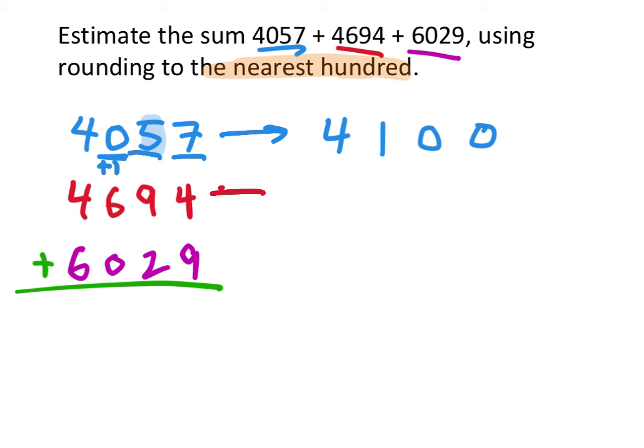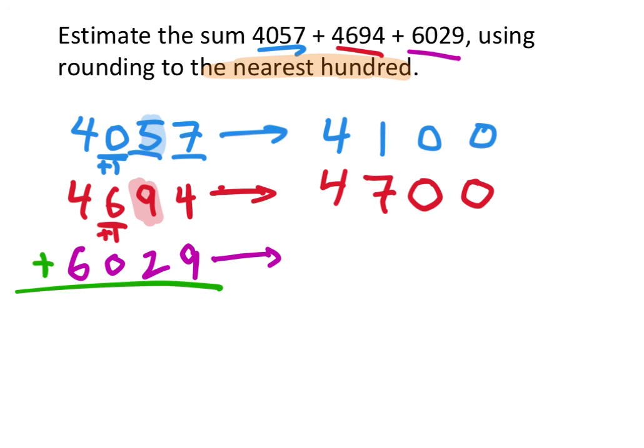Then we'll go to the red number, the 4,694. So we're rounding to the nearest hundred. That's the 6 in the hundreds place value. To its right is a 9. Well, 9 is 5 or more, so I need to add 1 to the 6 in the hundreds place value. 6 plus 1 is 7. All the digits to the right become zeros. All the digits to the left will stay unless there was a need for carrying, but there's not in this one.